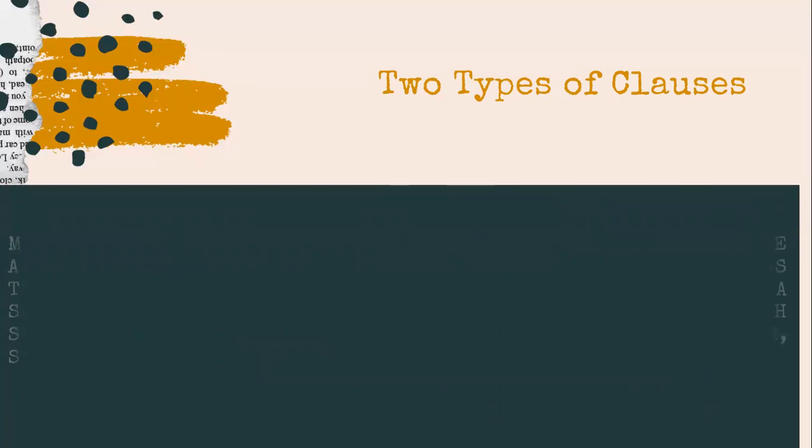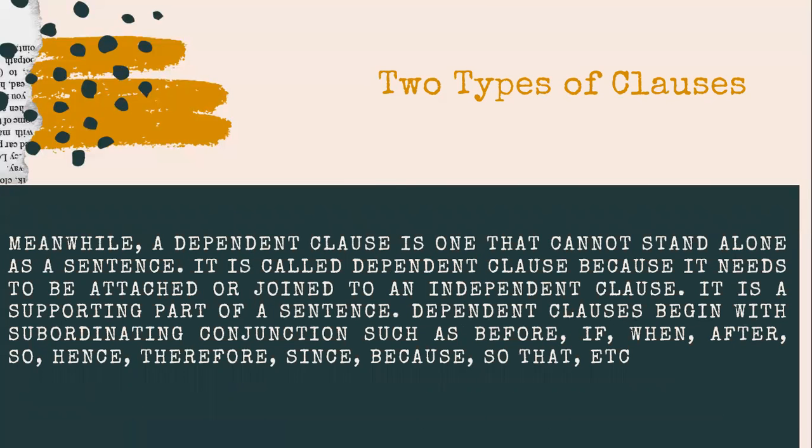The second type of clause is the dependent clause. It is the one that cannot stand alone as a sentence. It is called a dependent clause because it needs to be attached or joined to an independent clause. It is a supporting part of a sentence. Dependent clauses begin with a subordinating conjunction such as before, if, when, after, so, hence, therefore, since, because, so that, etc.